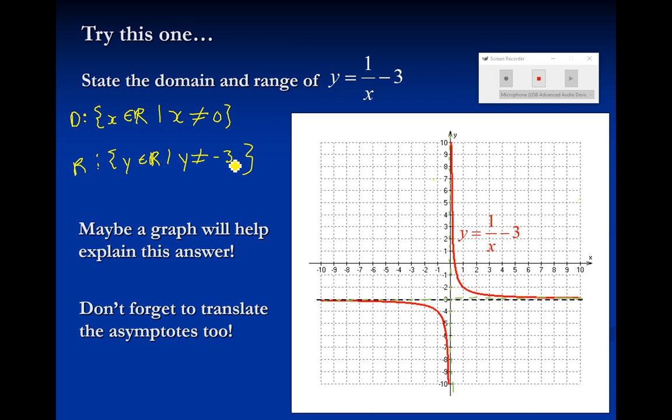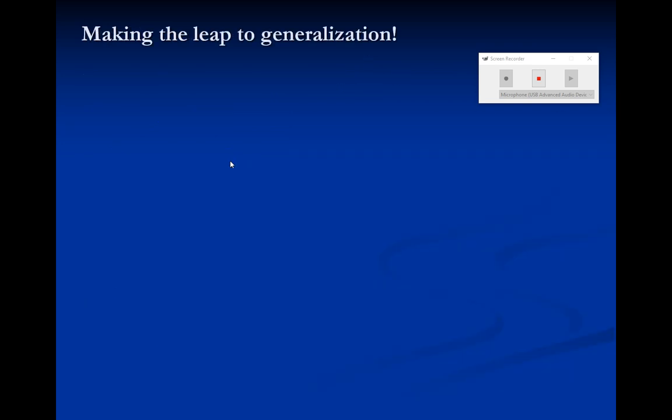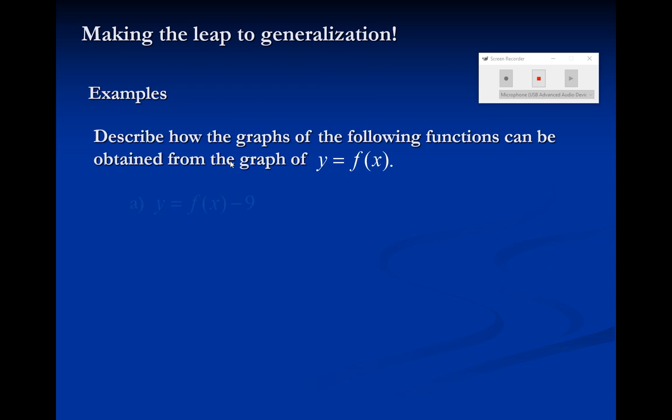No questions? More time? Making the leap to generalizations. I hope this is pretty straightforward the way we've presented it. Describe how the graph of the following functions can be obtained from the graph of y equals f of x. This looks weird at first. It says y equals f of x minus 9. You're like, how am I supposed to answer the question if I don't know what f of x is? But the question is asking, if I take f of x and go minus 9, what's going to happen to the graph?